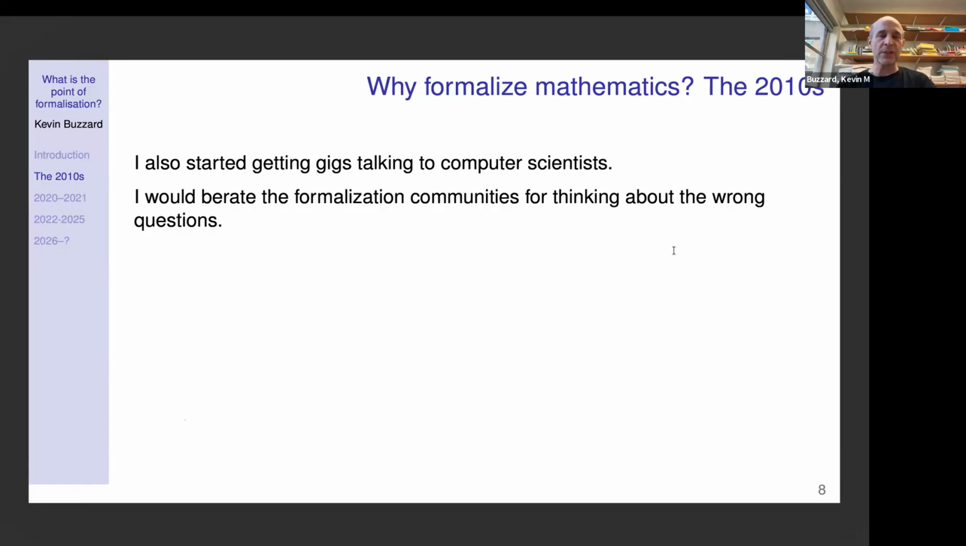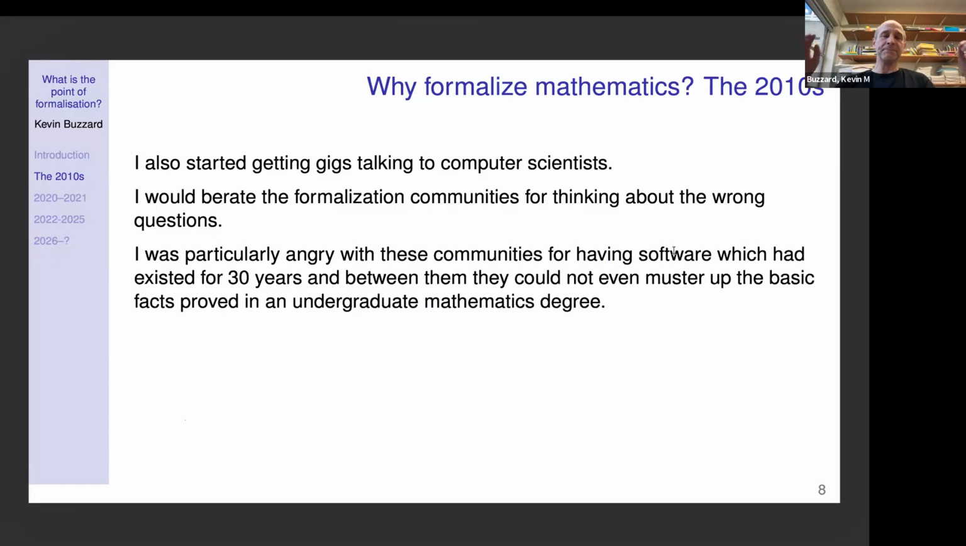And people were just focused on constructivism and type theory and all sorts of other things. So I berated them for thinking about it. It was clear that there was one important question, which is: build an undergraduate maths library, because that's how we get started. And somehow they'd had 30 years to do it and had not done it.